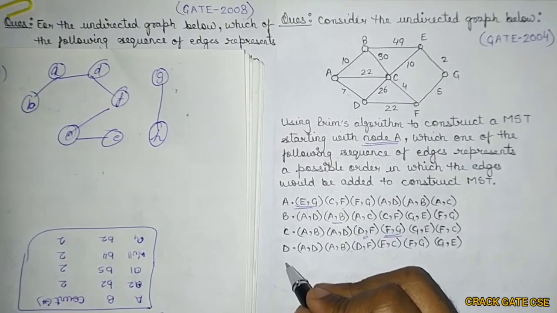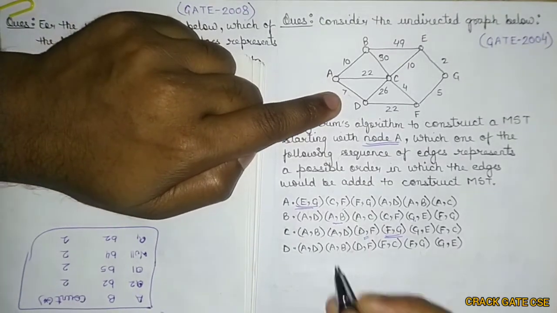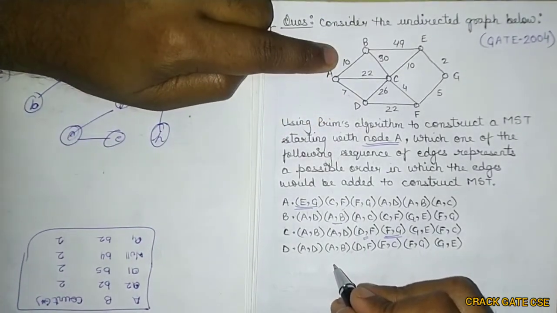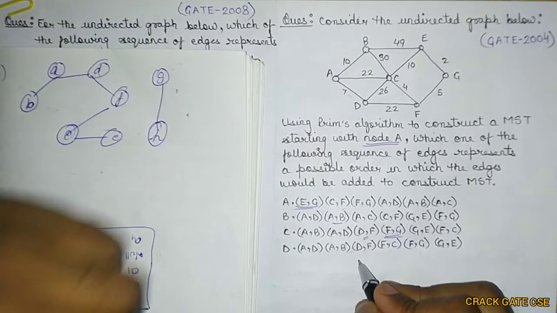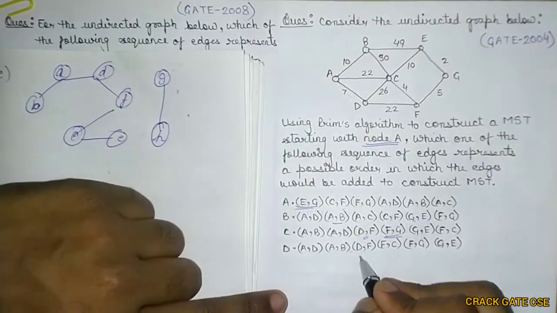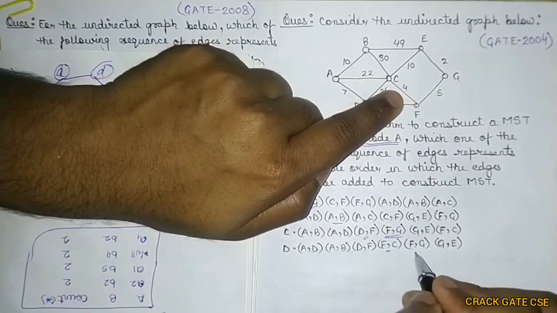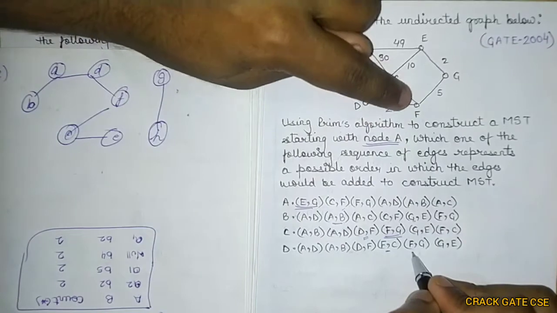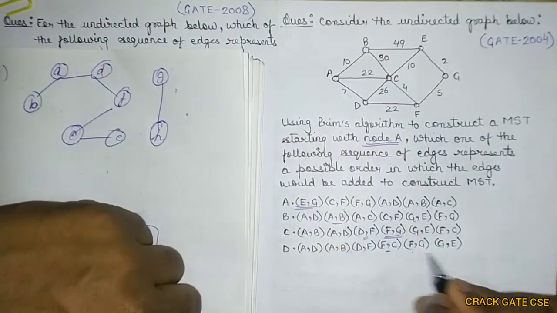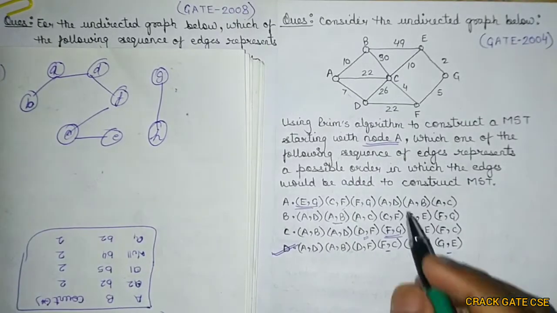Now in D we have to go with D. So this AD started with A and selected the minimum, which is right. Next is AB, the second minimum, which is also right. Next is DF. We have to select either from this 22 or this 22. So this is also right. Then they have selected FC, next minimum, which is right. After FC they have selected FG, which is the next minimum, which is right, and then GE. So this is the right answer for this second question.